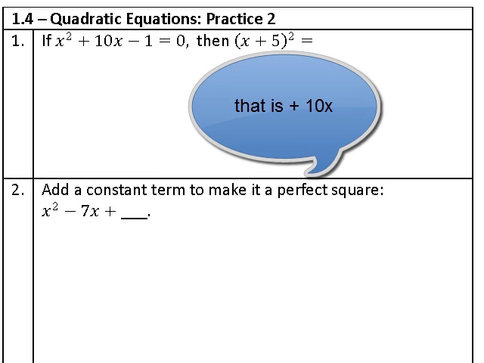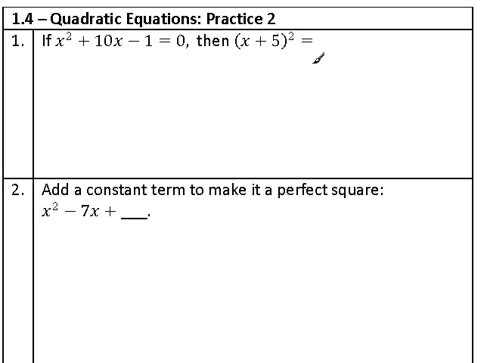All right, number 1 says that if x squared plus 10x minus 1 is equal to 0, then what is x plus 5 squared equal to? So what we have to do here simply is complete the square. So let's do that. Let's complete the square in this quadratic.